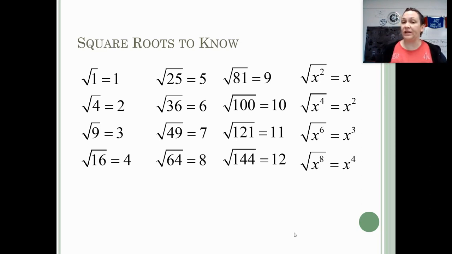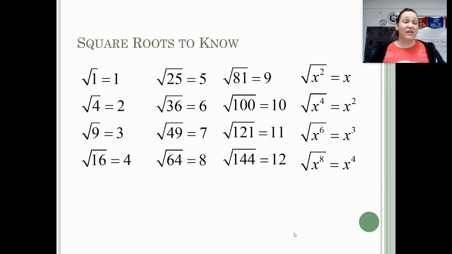I also included in here how to take the square root of a variable. To take the square root of a variable, it has to have an even exponent. You'll notice that all of my exponents are even numbers: 2, 4, 6, 8. I didn't include 3, didn't include 9. To take the square root of an exponent, technically what we're doing is dividing it by 2.